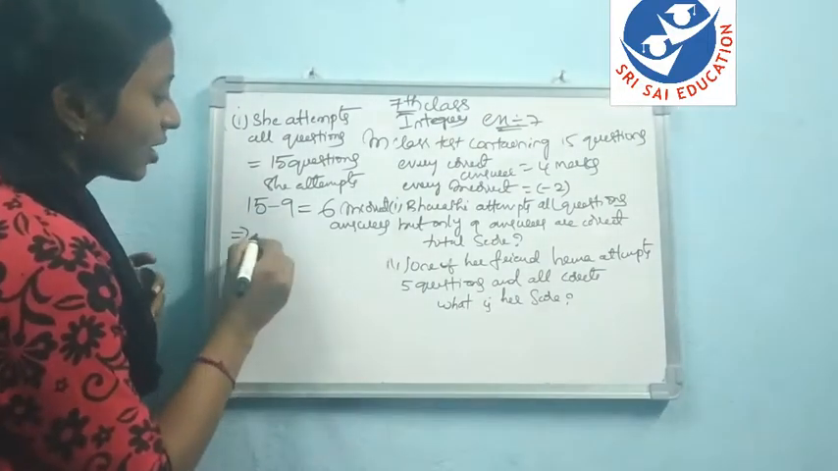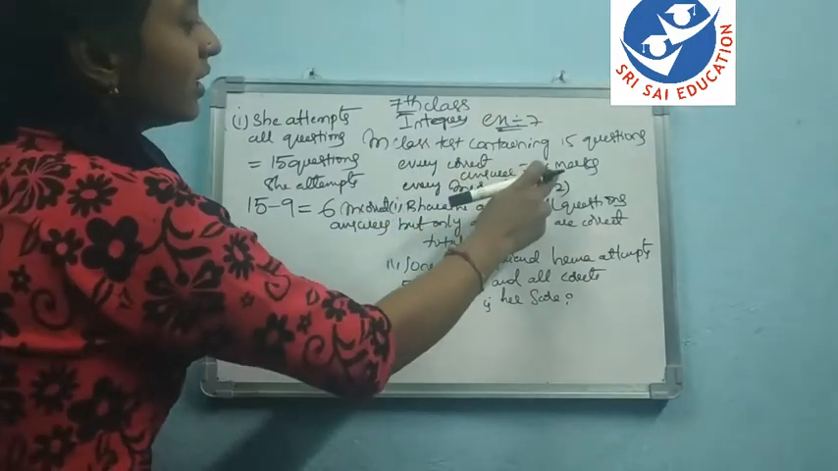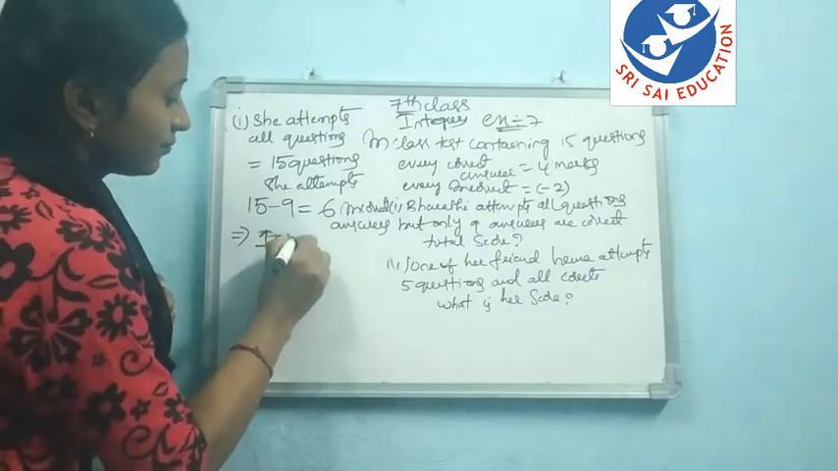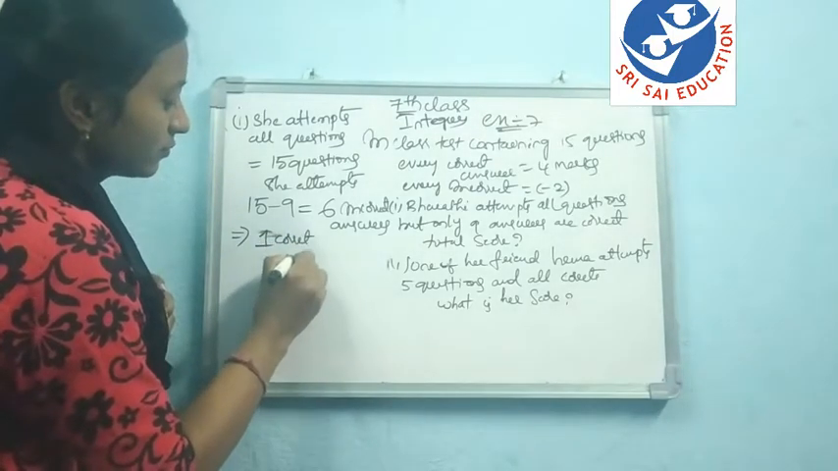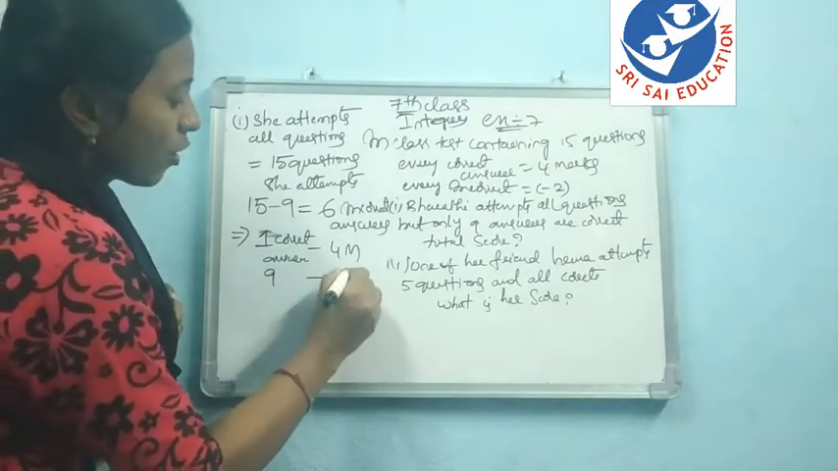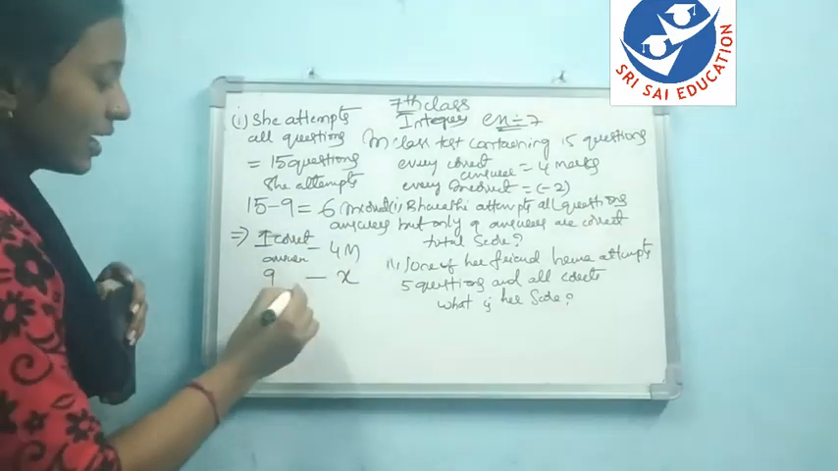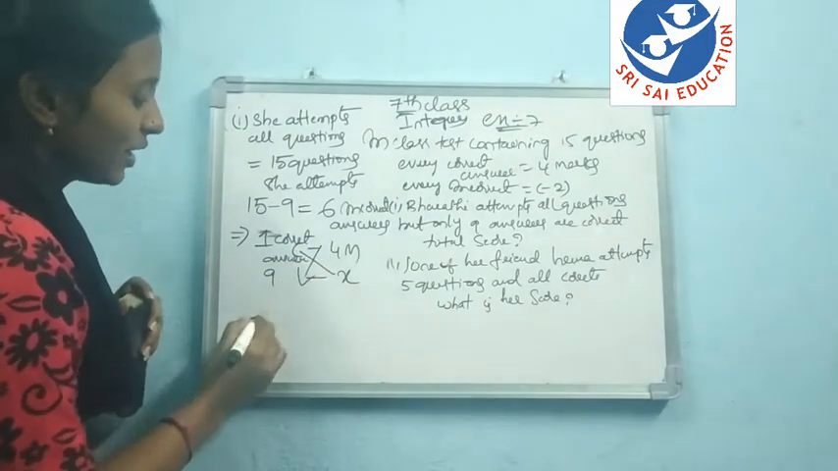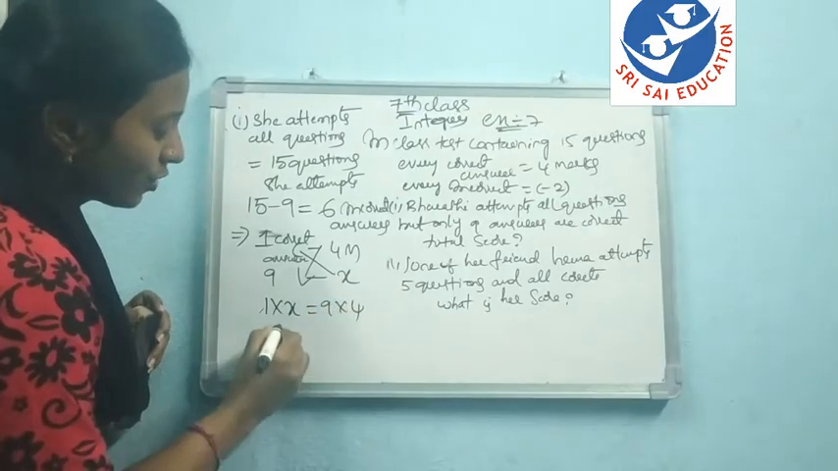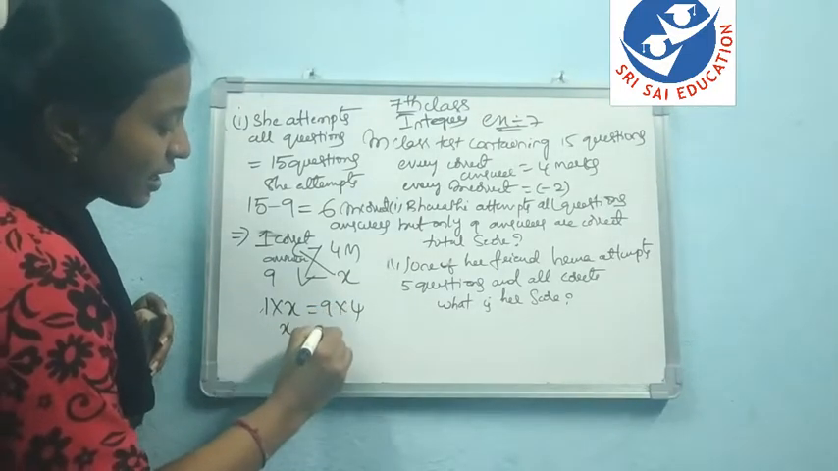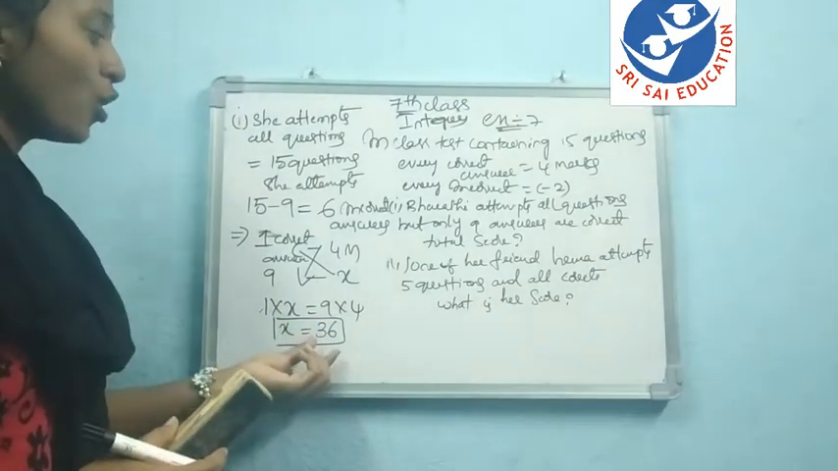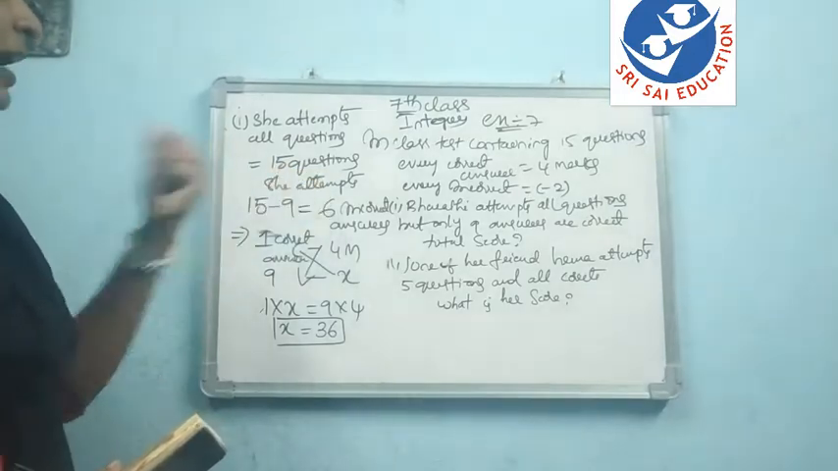9 correct answers. 1 correct answer gets 4 marks. And 9 correct answers, how much? We don't know, that is x. We apply cross multiplication. 1 into x equal to 9 into 4. 1 into x means x. 9 4s are 36. This is her score for correct answers.